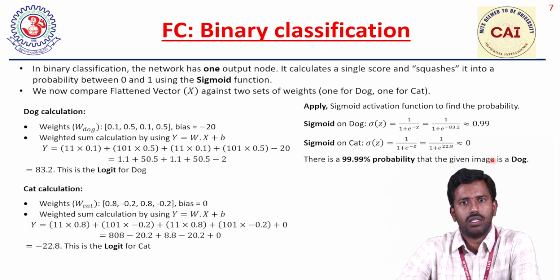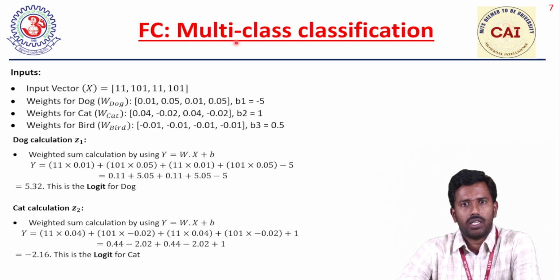Let us see the multi-class classification part, followed by the loss function, to identify whether the model contains less loss or high loss. When it comes to multi-class classification, the name defines more than 2 categories, so here 3 categories are there: dog, cat, and bird, along with their weights and the bias.